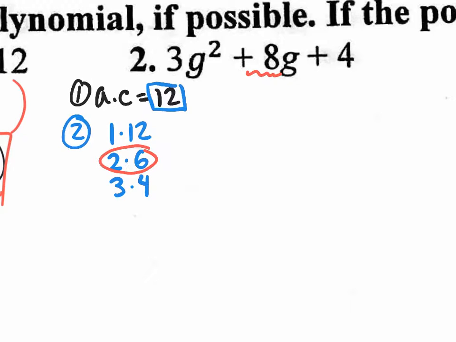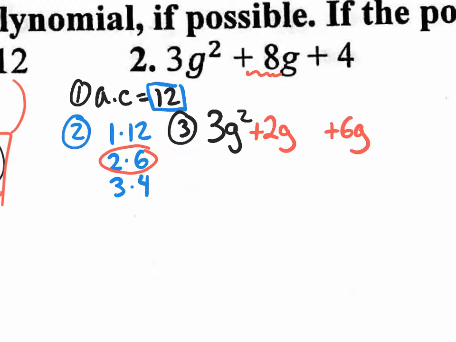So let me rewrite the whole thing. This is step 3, by the way. I have 3g squared. And then I'm going to rewrite the 8g as positive 2g plus 6g, because after all, 2g plus 6g is 8g. And what about the c value of 4? I just simply bring that plus 4 down.